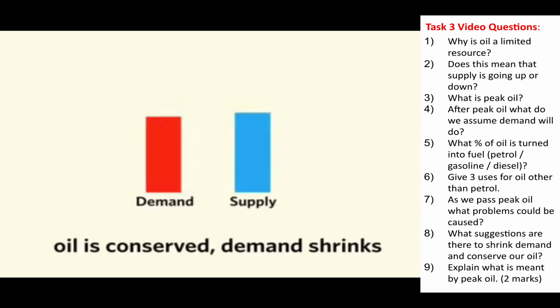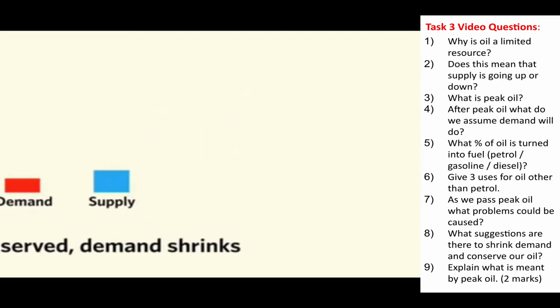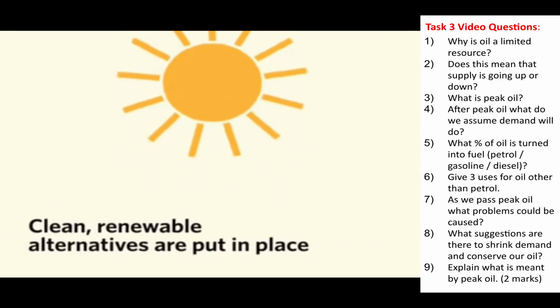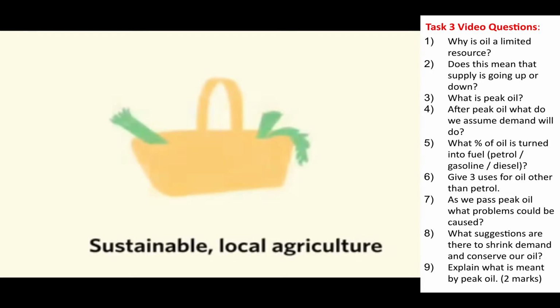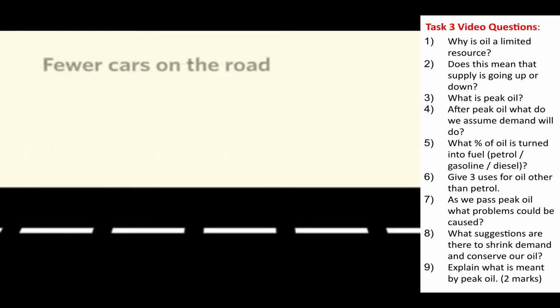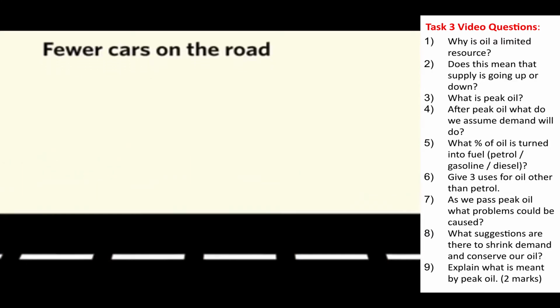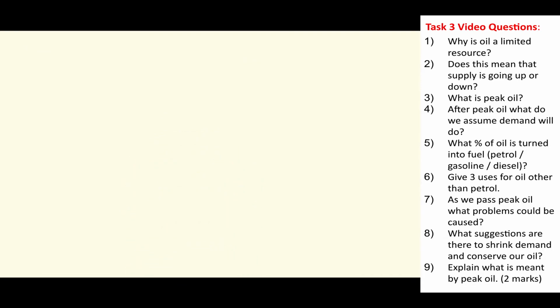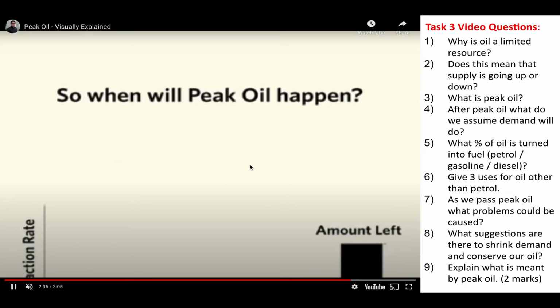Or the oil could be conserved. We actually could be in a position where the demand for oil shrinks, and that's what that second video was about. Unusual perhaps to imagine that we can control ourselves, but if we can switch to alternative energy sources, if we can put fewer cars on the road or switch to energy efficient cars, we might have a sustainable and healthy future.